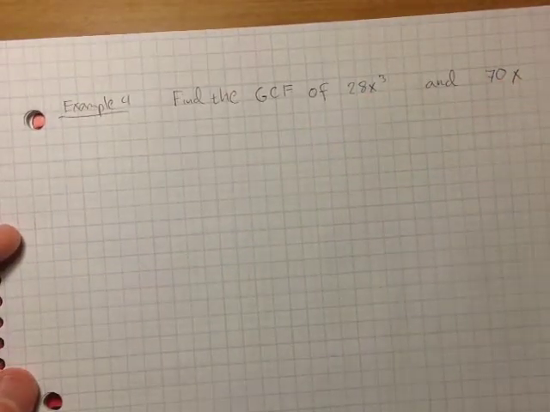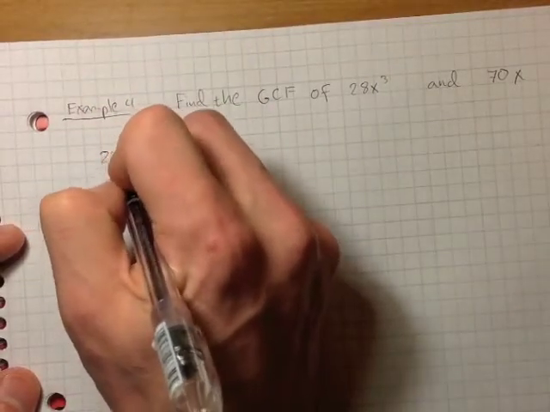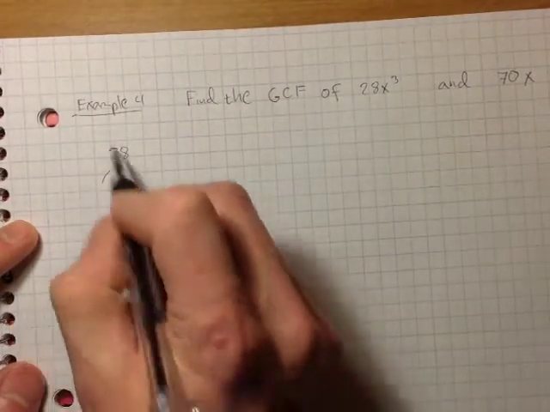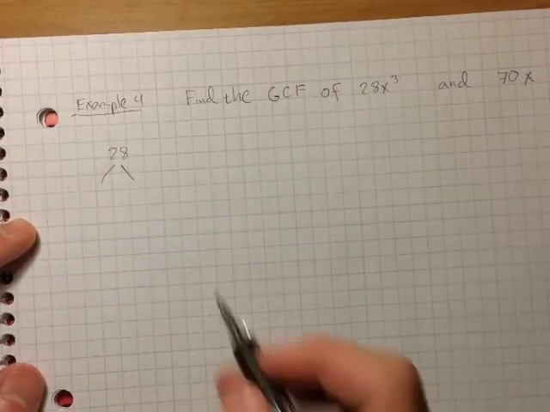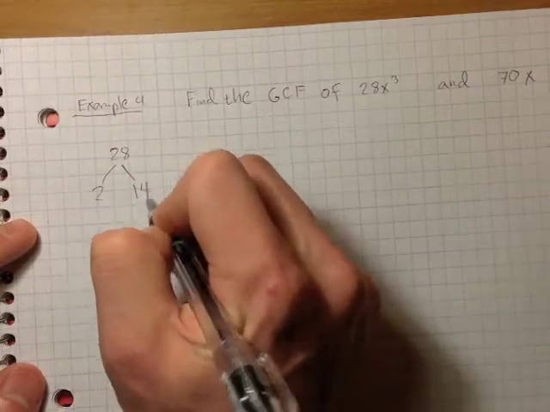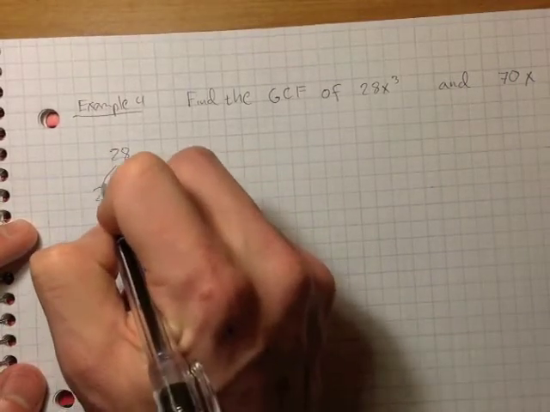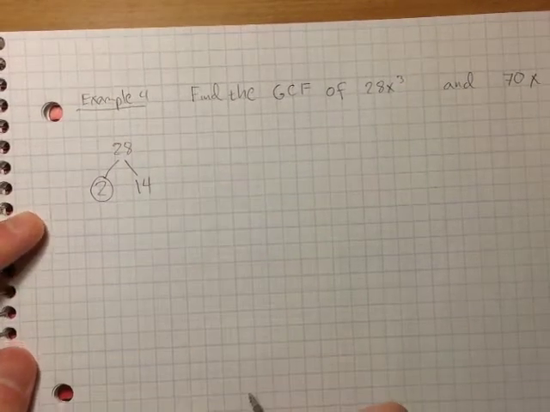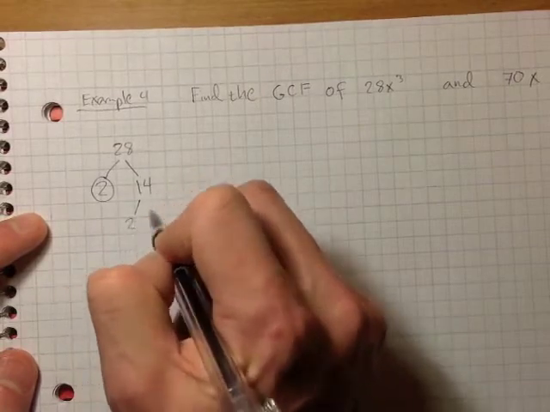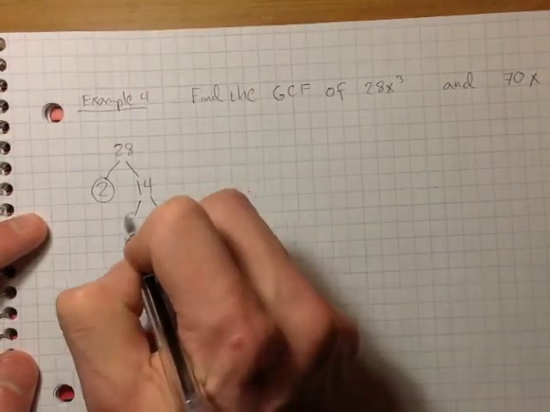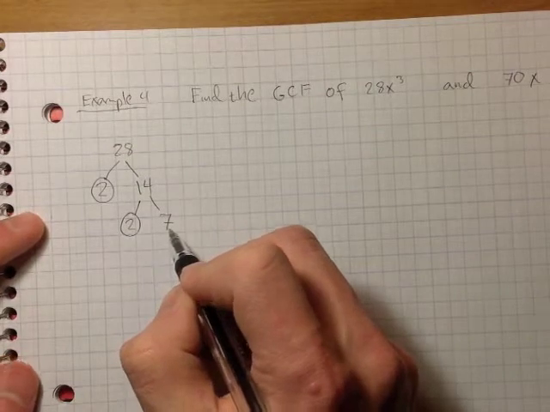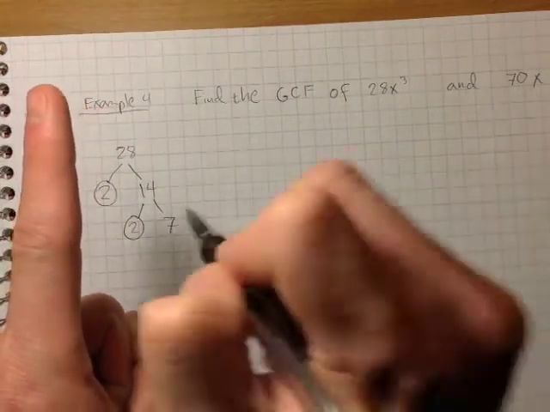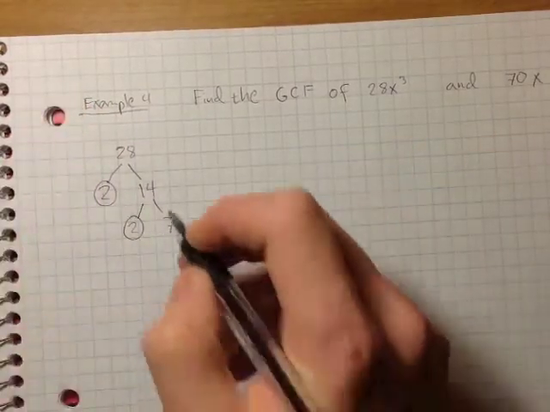So let's first of all look at the 28. What two numbers can I multiply to get 28? Well, how about 2 and 14? Okay, 2 is prime, so we circle it. That's the end of the line there. How about 14? What two numbers can I multiply to get 14? Well, how about 2 and 7? 2 is prime. How about 7? What two numbers can I multiply to get 7? Well, the only possibility is 1 and 7, which means 7 is prime, so I circle it.